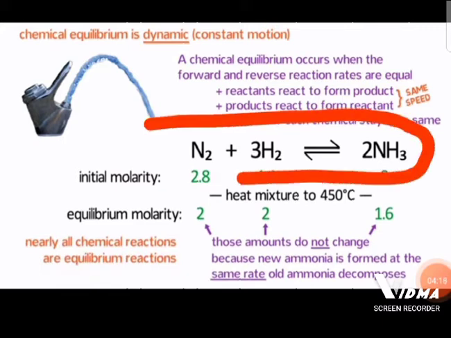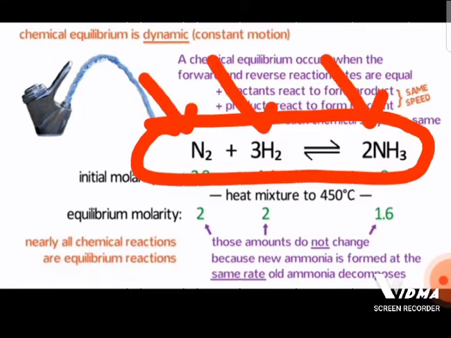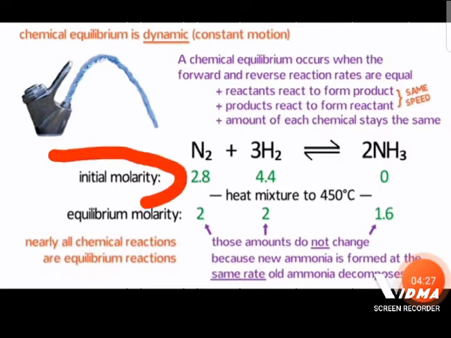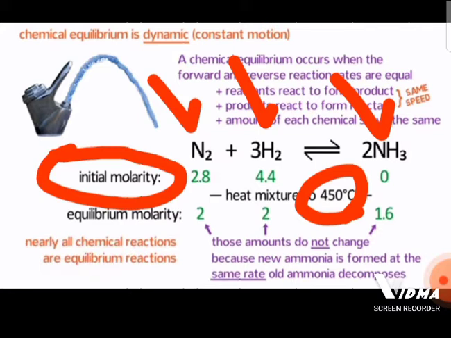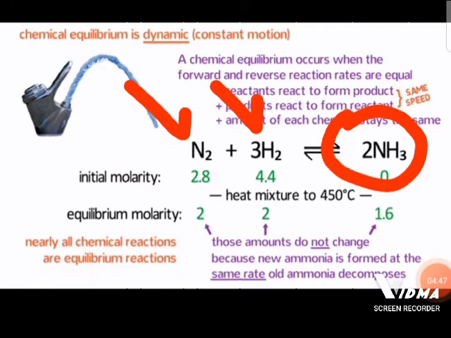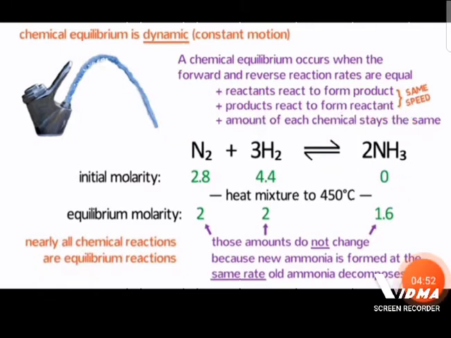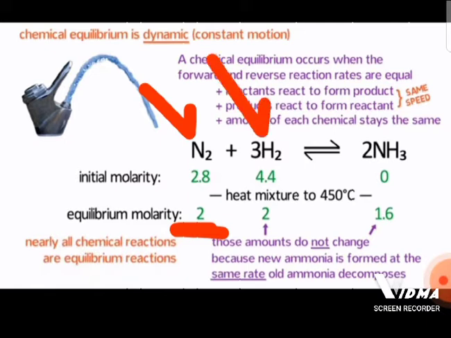We have an example of Haber's process where nitrogen and hydrogen combine to give ammonia. Initially, if you see the initial concentration or initial molarity of reactant and product, nitrogen is 2.8 moles, hydrogen 4.4 moles, ammonia 0 moles, because the reaction has not yet started. But once the reaction starts at a particular temperature of 450 degrees Celsius, the reactants nitrogen and hydrogen combine to form ammonia. After some time at that temperature, the molarity of nitrogen has decreased from 2.8 to 2, the molarity of hydrogen has decreased from 4.4 to 2, whereas the molarity of ammonia, which is a product, has increased from 0 to 1.6. So in a chemical reaction, there is a decrease in the concentration of reactants and an increase in the concentration of product.